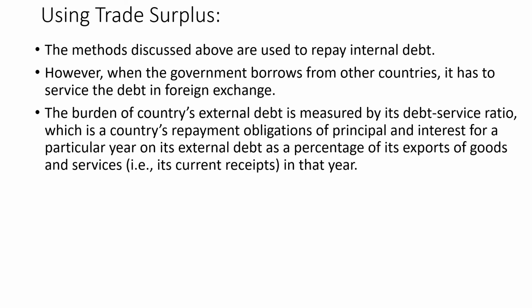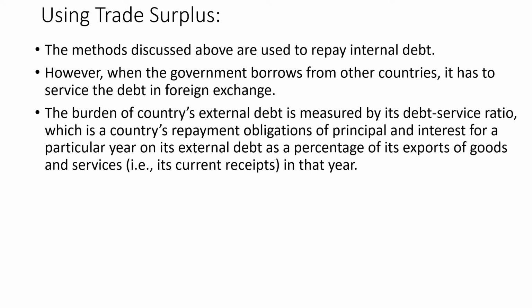Now, the third method is trade surplus. Trade surplus, you know, right? Trade surplus means we are exporting more and importing less. In this situation, the surplus that we have received as a result of more exports is used to finance our old debt.